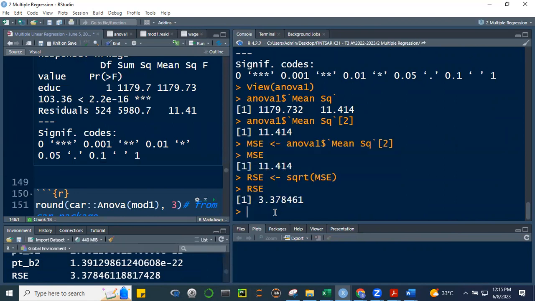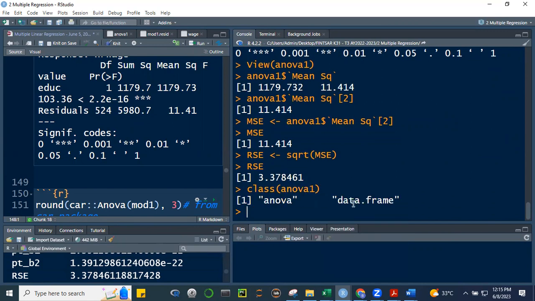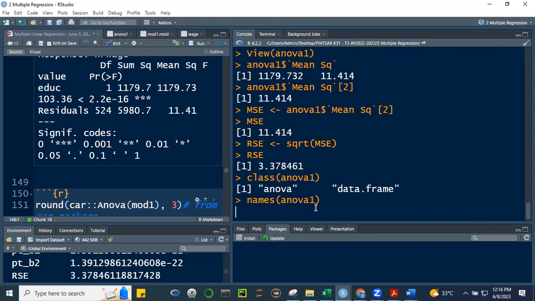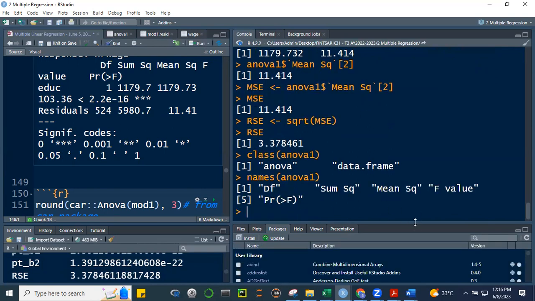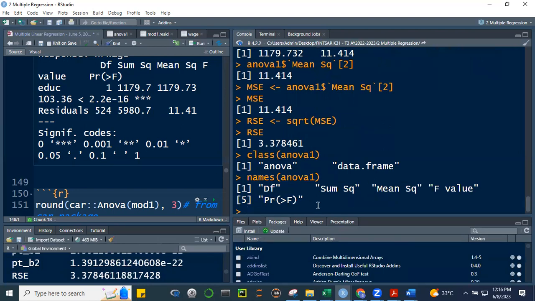Class, this is an application of our previous lessons. ANOVA is a data frame, so what does this ANOVA contain? Names, ANOVA 1. These are its contents: degrees of freedom, sum of the squares, and mean square. We know how to get this. Mean square is just your sum of the squares divided by your degree of freedom.